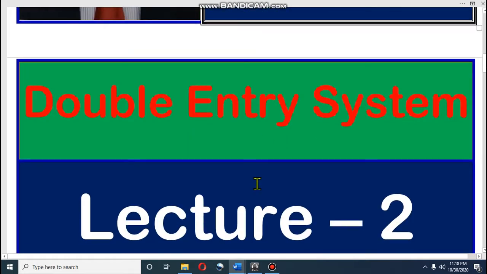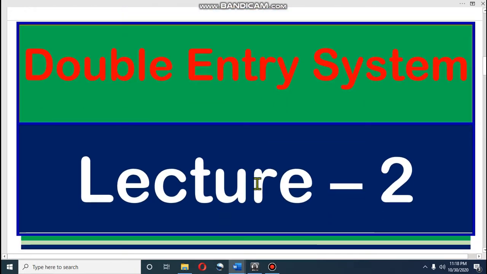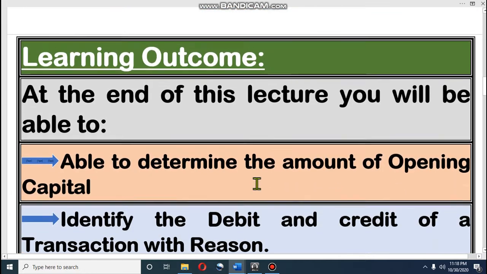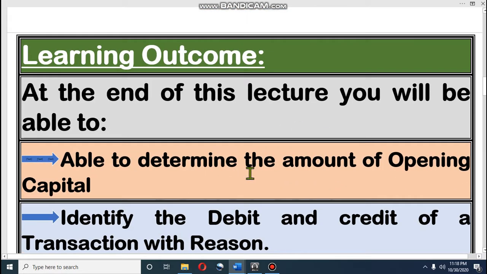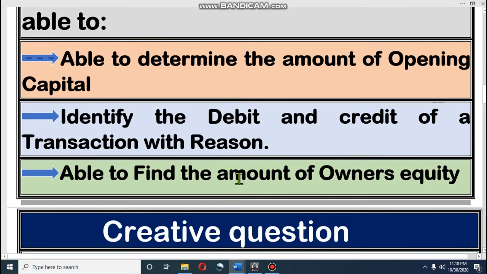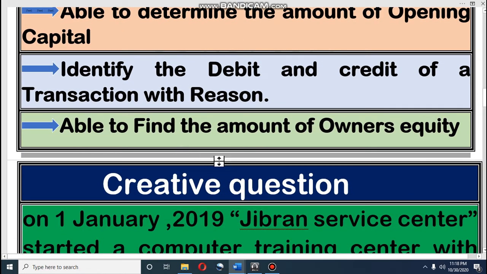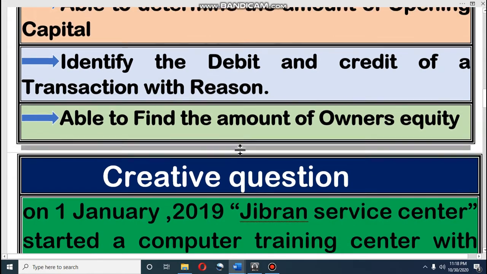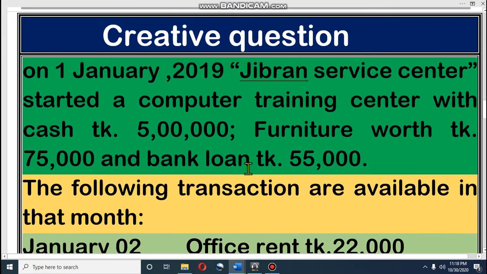Dear student, today we will discuss the double entry system. This is our second lecture on the double entry system. Dear student, at the end of this lecture, you will be able to determine the amount of opening capital. You can identify debit and credit of a transaction with reason, and you will be able to find the amount of owner's equity. Dear student, for solving this problem, we have to take a creative question.